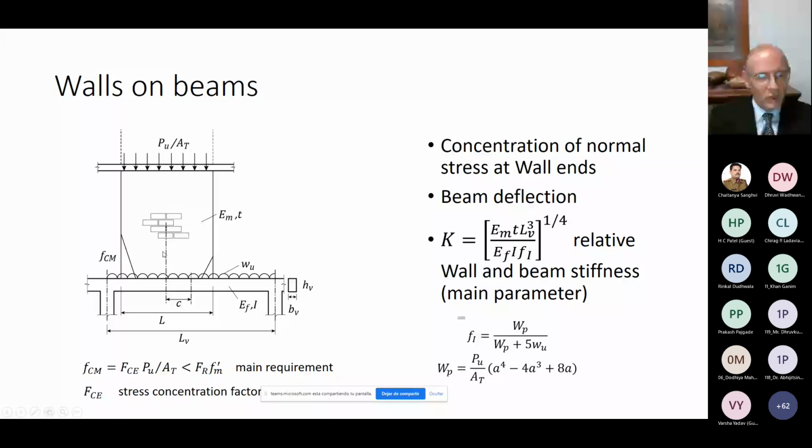This is the main objective. So we need to predict this concentration factor based on the flexibility of the beam. That's the main thing to do. And the flexibility of the beam, or the relative stiffness of the wall and the beam, is characterized by this parameter, the K parameter. It depends on the material properties, dimensions of the beam, and the properties of the wall.